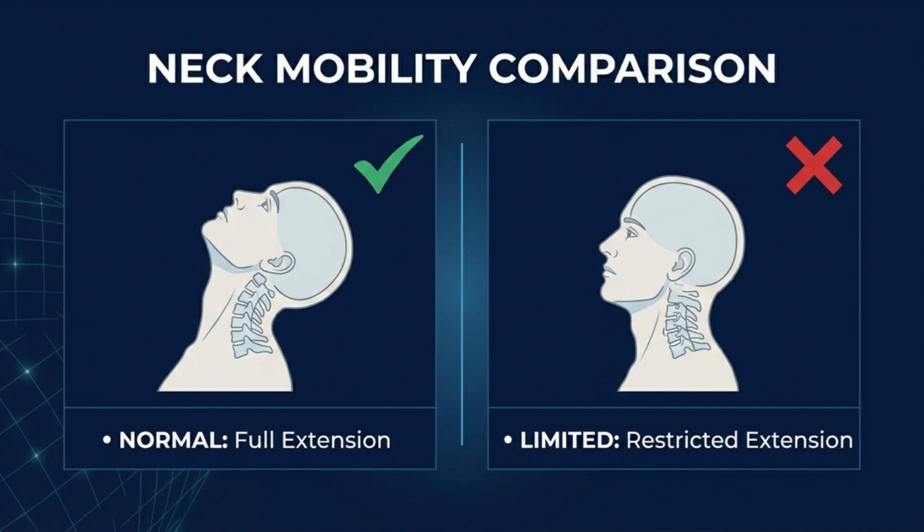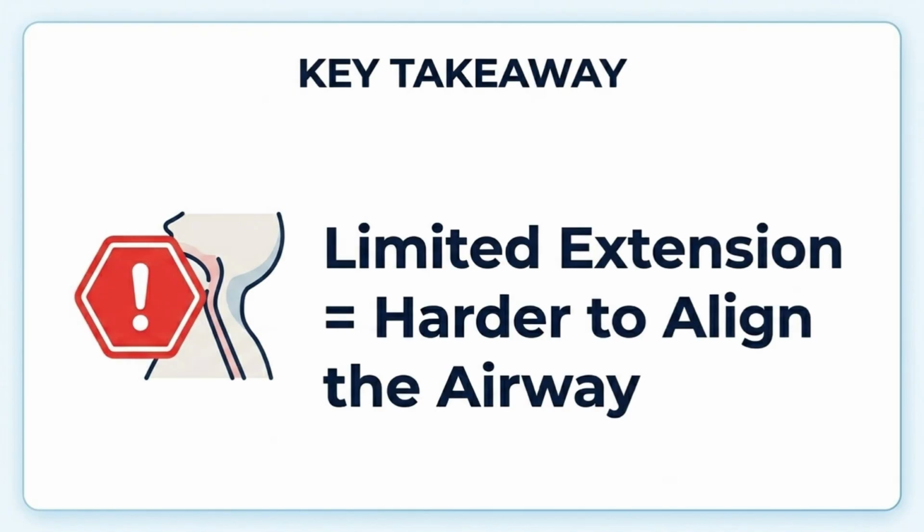Here is the comparison. Normal mobility allows full extension. Limited mobility restricts the movement significantly. Key takeaway: limited neck extension makes it much harder to align the airway properly.